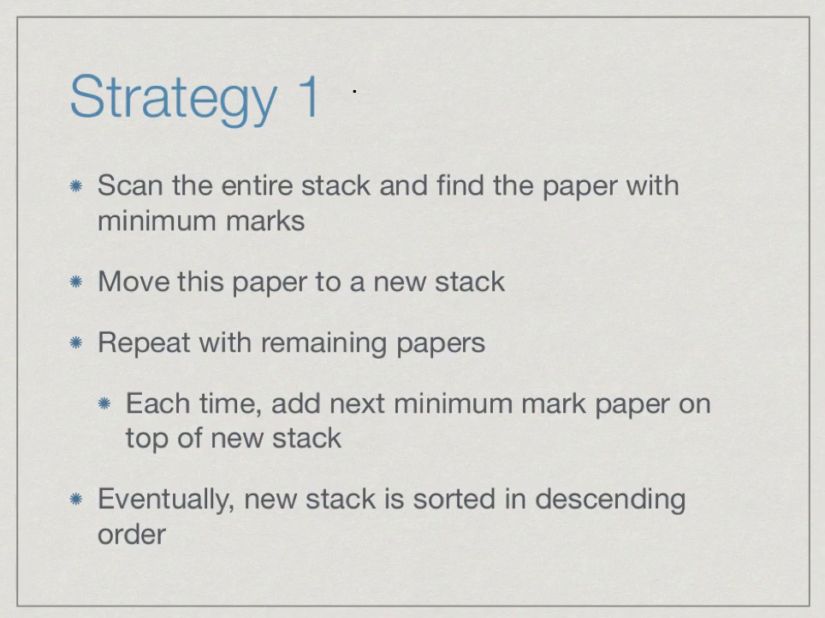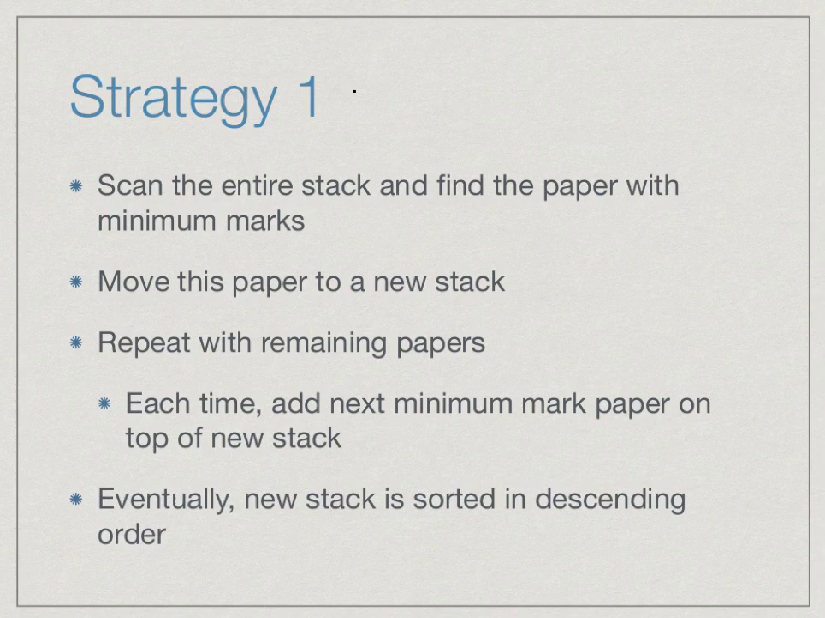Well, we just keep looking at each paper in turn. Each time we find a paper with a smaller mark than the one we have in our hand, we replace it by the one we have just found. At the end of the scan, in our hand, we will have the paper with the minimum marks. So initially we assume that the topmost paper has the minimum marks and we keep going down and replacing it with any lower mark we find.